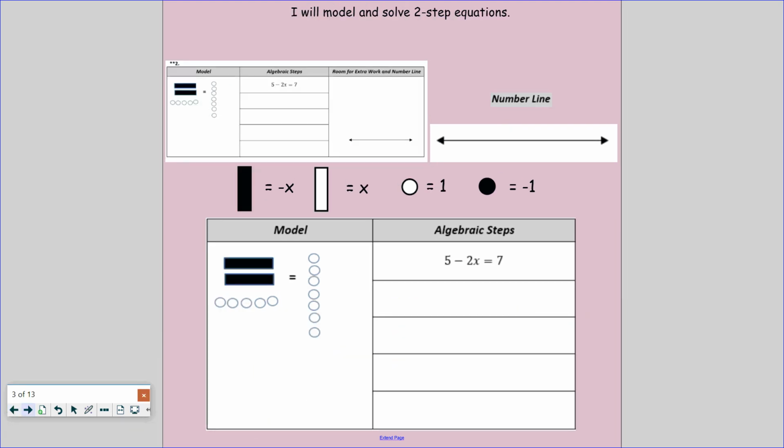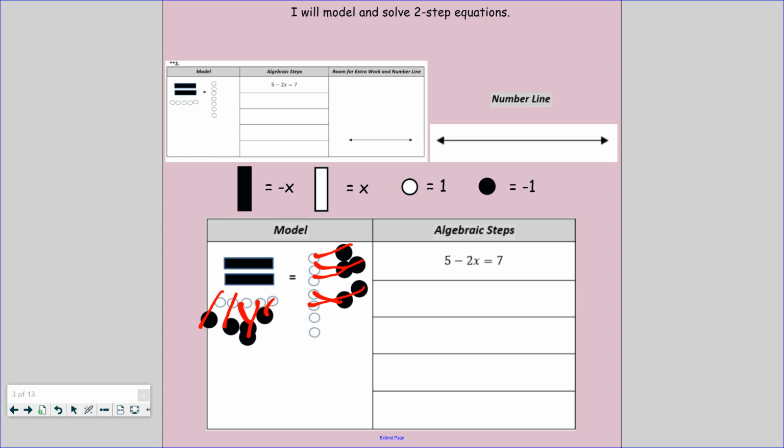we have negative 2x plus 5 equals 7. So let's model it first. I need to isolate negative 2x. What's the inverse operation of plus 5? Negative 5. Let's balance it on the other side. Does anything cancel? Yes, they do. Cancel 0 pairs out. So what we have left is 2 positives, and we need to divide them among negative 2.